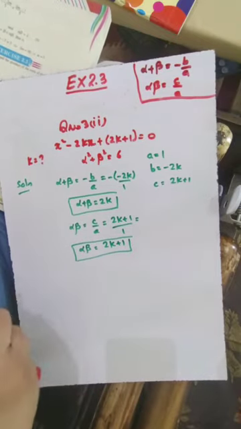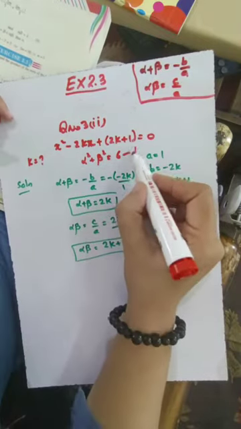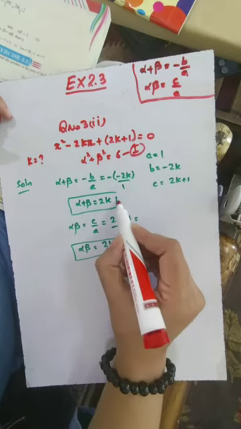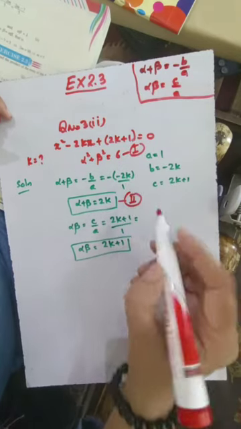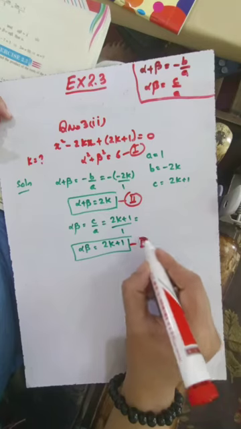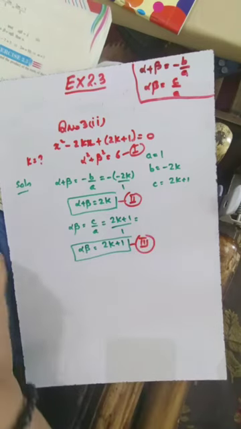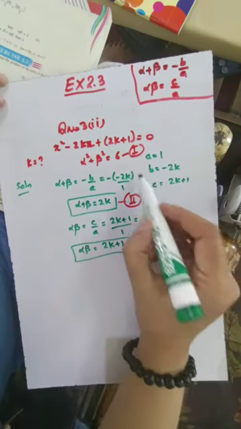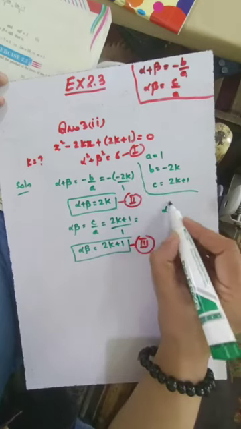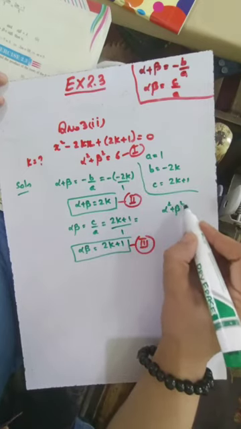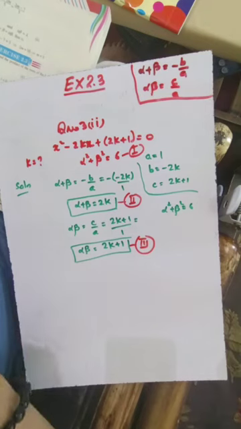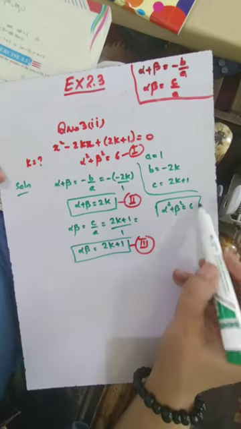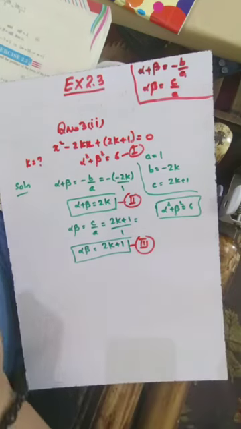Now let me name these equations: let this be 1, let this be 2, and let this be 3. Okay, equation 1 was alpha square plus beta square is equal to 6. This is equation 1 which was given to us in the question.